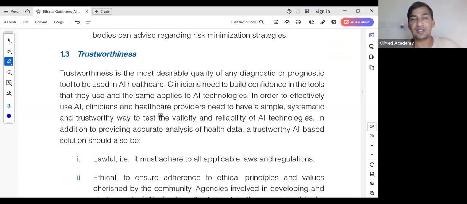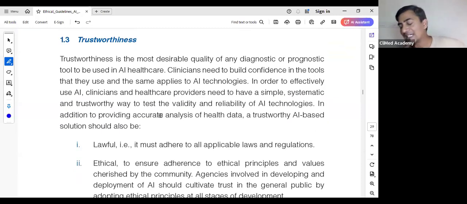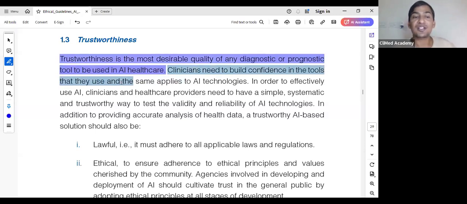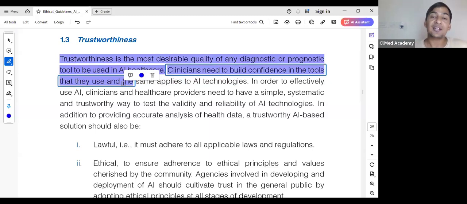Then the trustworthiness. Okay, what is trustworthiness? This is a very interesting subtopic. When I was reading about trustworthiness, you will see what things they have involved in it. Trustworthiness is the most desirable quality of any diagnostic or prognostic tool to be used in healthcare with AI. So clinicians need to build confidence in the tool. I was just giving the example of the MRI machines or CT scan machines and their trustworthiness. We should build a very wonderful trust and confidence in the AI machines. And that is not possible.